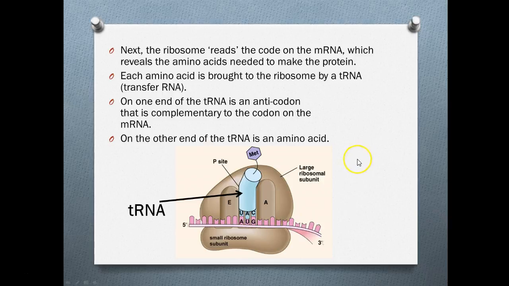So the tRNAs bring those down and bond. You can see on the end of the tRNA there's 3 letters as well, and they're complementary to the codon. So they call these anticodons. On the tRNA, on one end is an anticodon. You can see here it's a UAC. On the opposite end is an amino acid. So they come and temporarily bond to the messenger RNA in the ribosome.